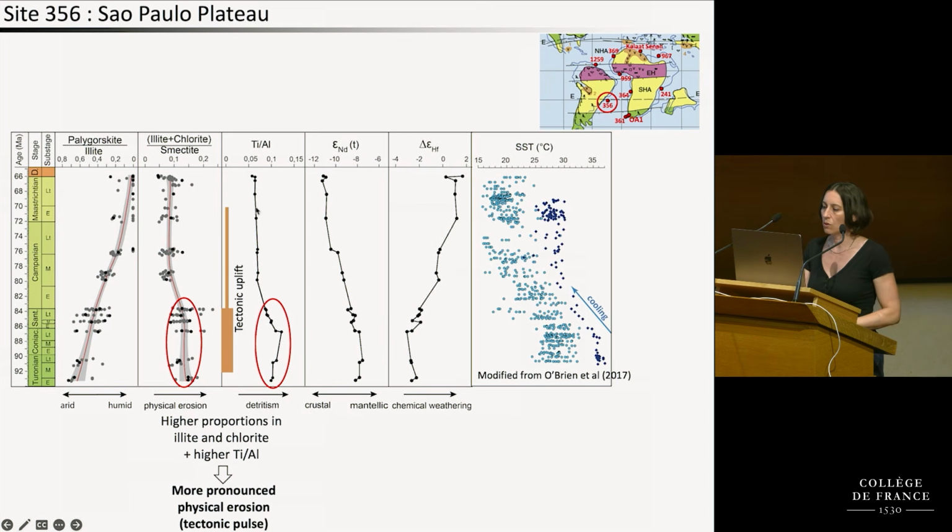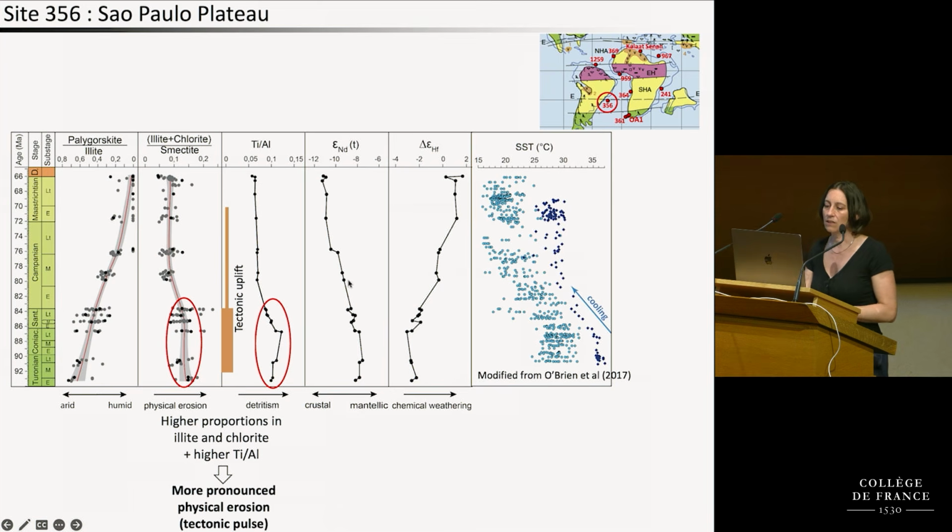So if we look at the whole signals acquired here and the capital delta epsilon hafnium, what we can see is that at first there is a dominance of primary clay minerals, during probably the climate of the beginning of the tectonic uplift, that is also marked by a higher proportion of titanium over aluminium, which signs probably a more pronounced physical erosion linked to the tectonic pulse. But this time, contrary to the Angola margin, we don't see a response in the capital delta epsilon hafnium that marks the increase of chemical weathering that follows this initial tectonic pulse.